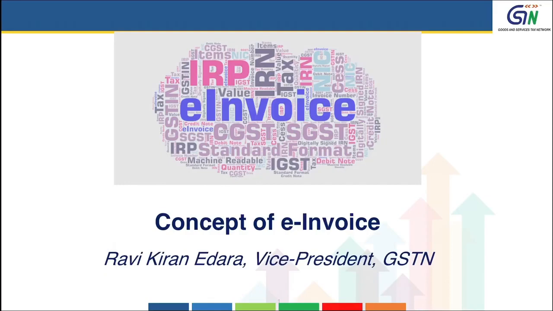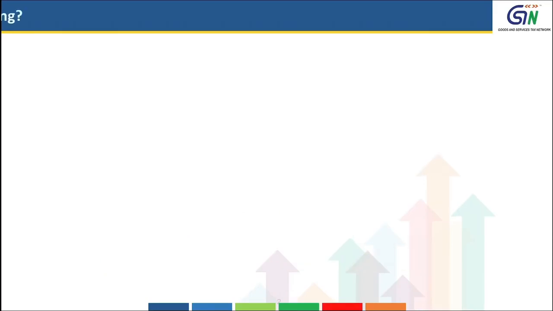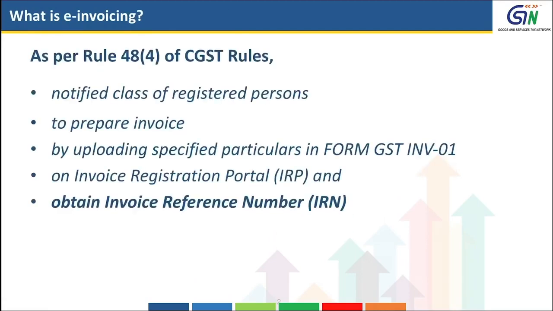Today, I'll walk you through the concept of e-invoice. So, what is e-invoicing? As per the newly added sub-rule 4 of Rule 48 of CGST rules, notified class of registered persons, that is specified taxpayers, they have to prepare invoice by uploading specified particulars of invoice in Form GST INV01 on Invoice Registration Portal IRP and obtain an invoice reference number, that is IRN. This process is commonly referred to as e-invoicing.